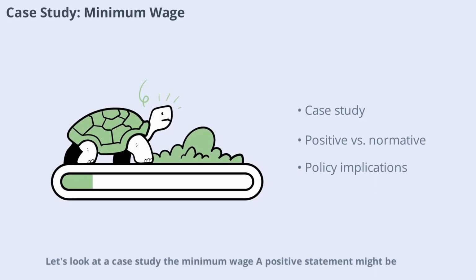Let's look at a case study: the minimum wage. A positive statement might be, raising the minimum wage increases costs for businesses. A normative statement could be, the minimum wage should be high enough to ensure a living wage. The first can be tested with data while the second reflects a value judgment. This example shows how both types of statements appear in policy discussions.